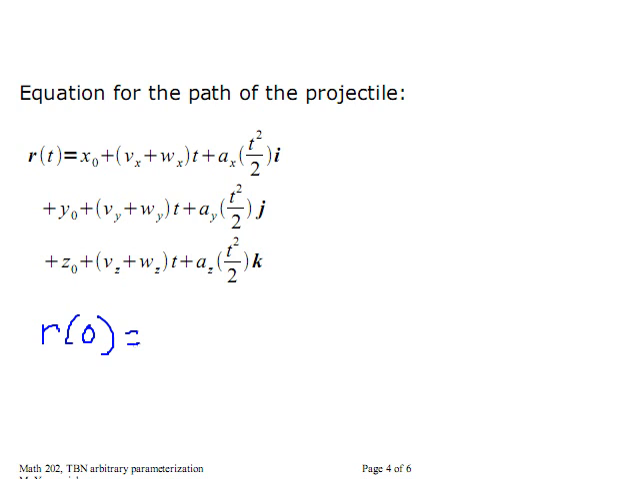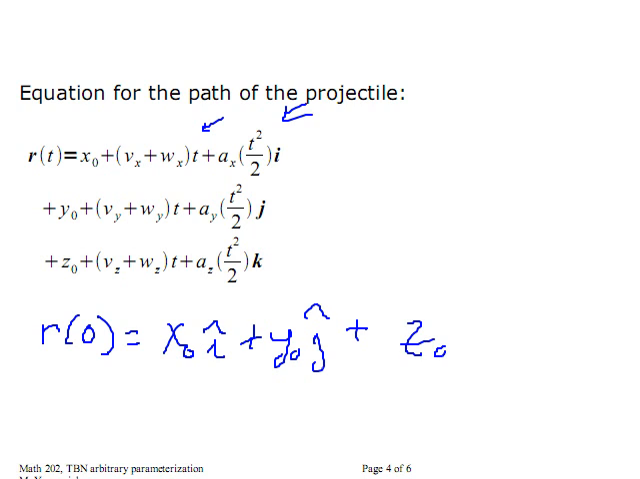then all the terms involving t are going to go, and the t squared terms will be 0, so I'll just end up with x naught in the i direction, plus y naught in the j direction, plus z naught in the k direction. Because we put the origin of the x-axis at the place where the projectile is launched, then this is 0, this is 0, and all you have is the z naught term, which is your launch height. So we've eliminated this one, and we've eliminated this.